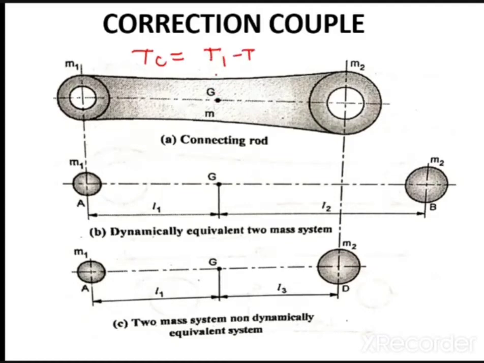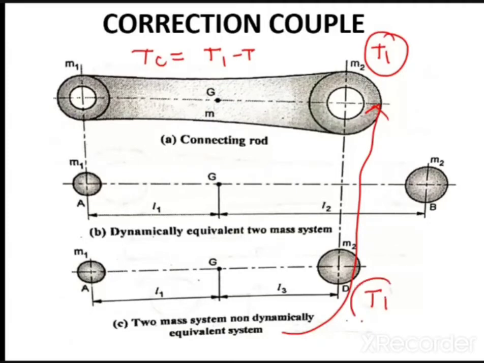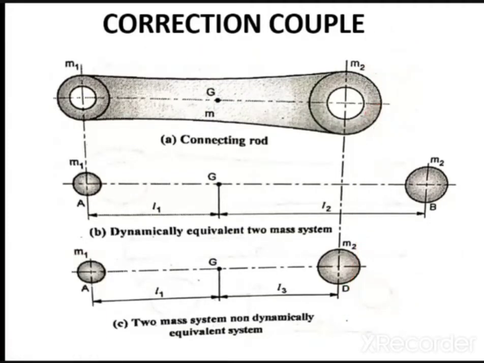What is T1? T1 is nothing but the torque required to accelerate a non-dynamically equivalent system. Let me take an example of a connecting rod. This connecting rod has a mass m, with m1 here and m2 there. Now let us say you convert this connecting rod into the dynamically equivalent two mass system.